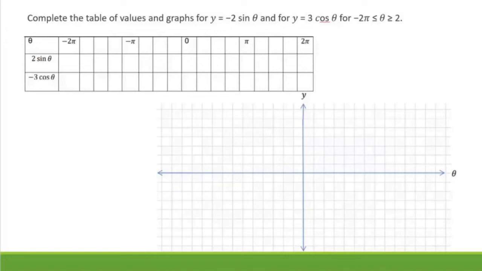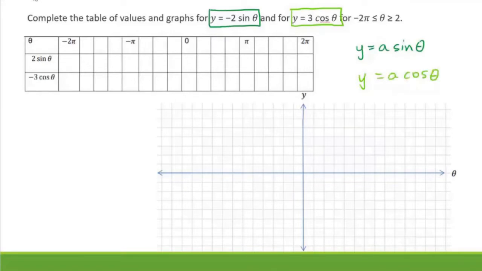Let's graph two more functions. We'll look at y is equal to negative 2 sine theta and y is equal to 3 cosine of theta. Recall that both are in the form y is equal to a sine theta, y is equal to a cosine theta. What's the value of a in each case?